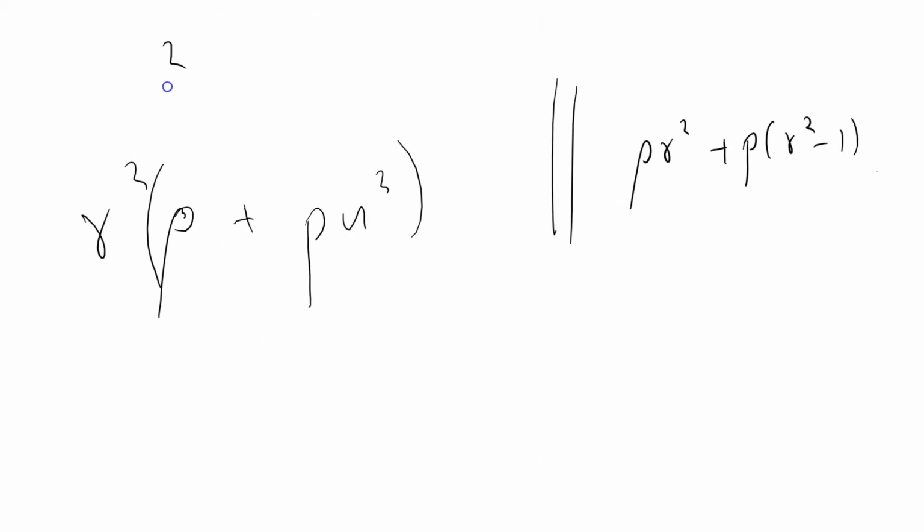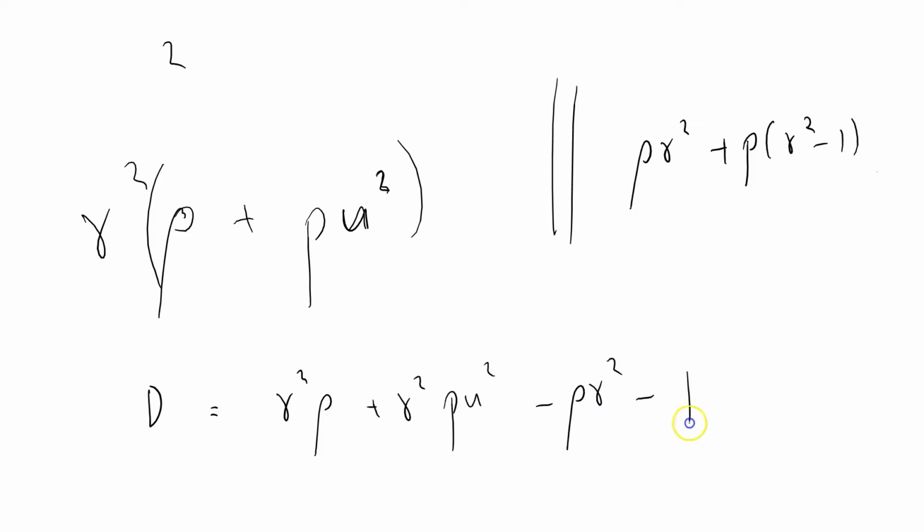So we've got two expressions here which look very different. One's got a u squared in it, and this one hasn't. And it tripped me up for a very, very long time because they should be the same thing, and they apparently are not. So what I'm going to do is form D for the difference, which is gamma squared rho plus gamma squared p u squared minus this thing, rho gamma squared plus p (gamma squared minus 1). And when I'm forming the difference, it should be equal to 0.